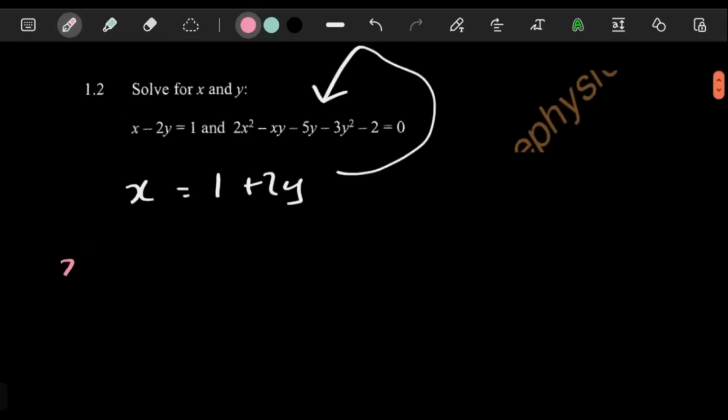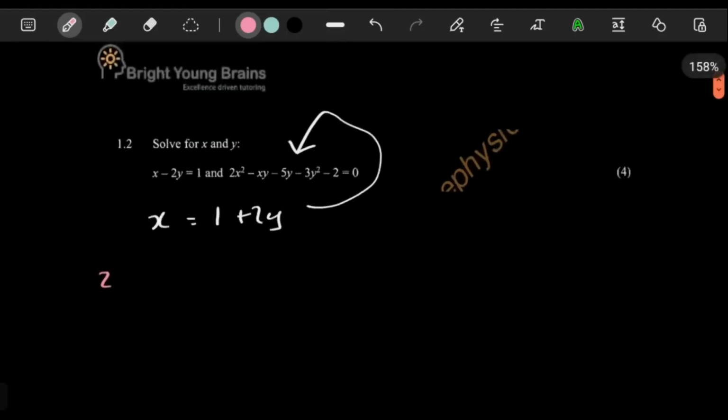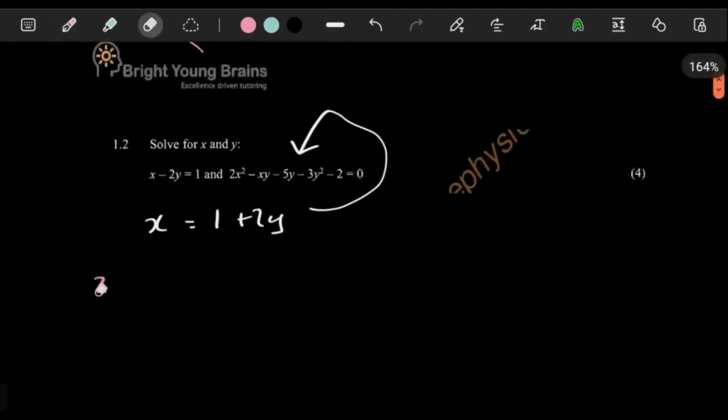So here, 2. And then we have, let me just actually write it from the far left here. So writing it from the far left, we have 1 plus 2y squared, right?